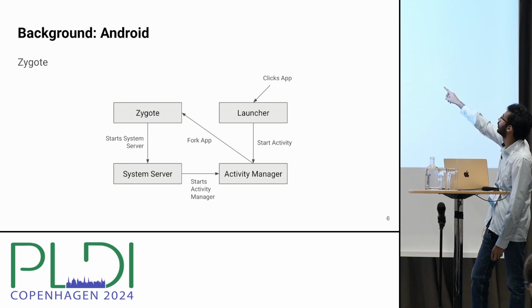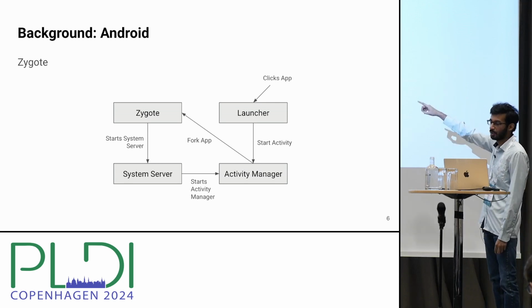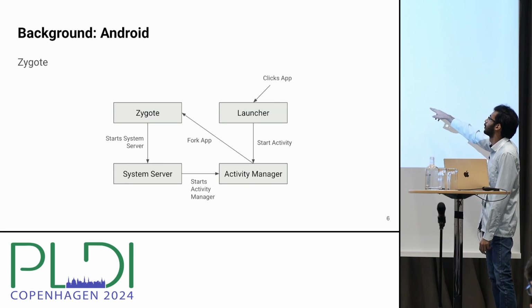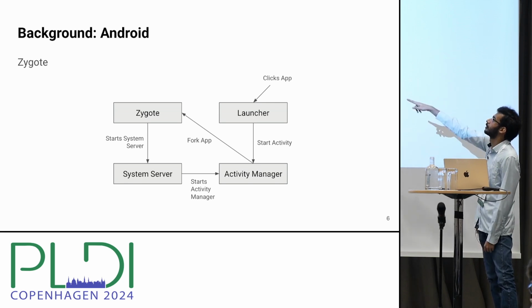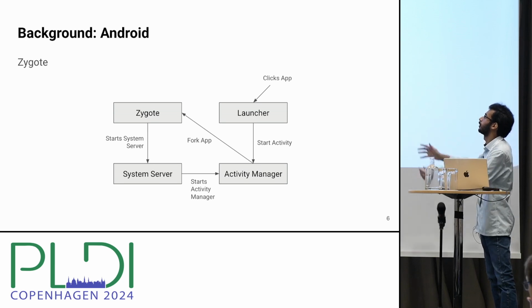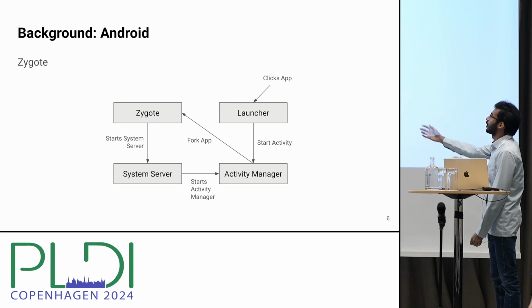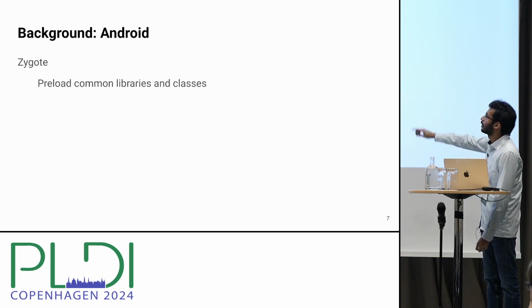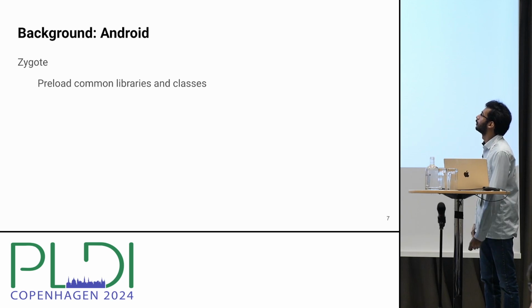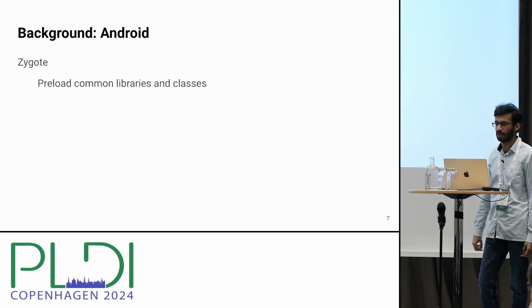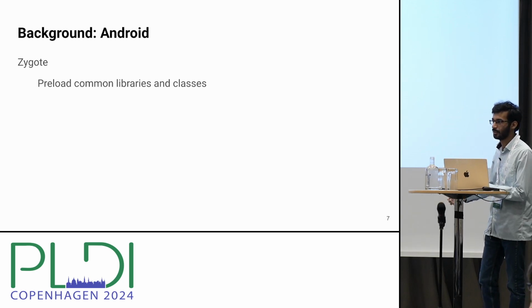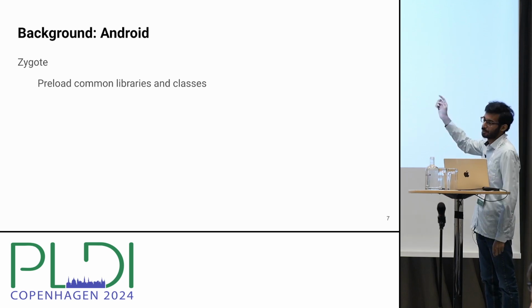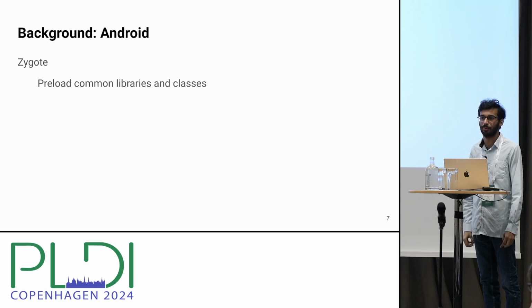So let's say a user clicks on an app in the launcher. The launcher then asks the activity manager to start the application, which then asks the zygote to fork itself and specialize the application. So in this way, the zygote is actually the parent of all Android apps. And this allows the Android runtime to preload common libraries and classes into the zygote with twofold benefits. You get faster app startups, and you also reduce memory consumption due to the copy on write nature of the zygote.